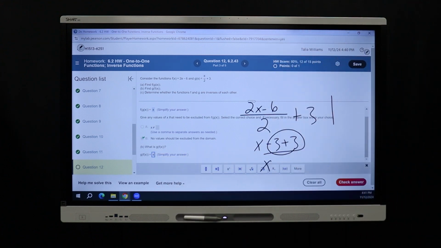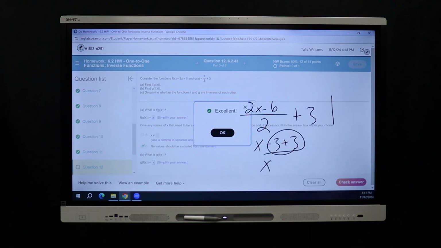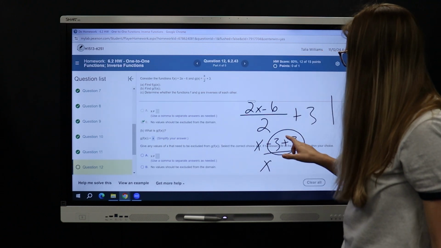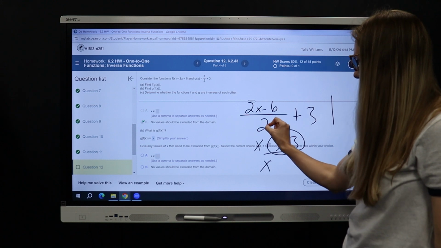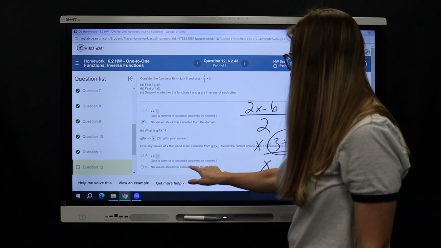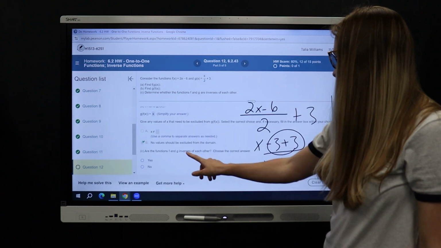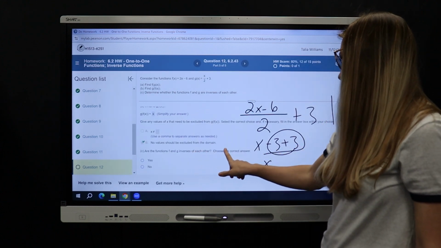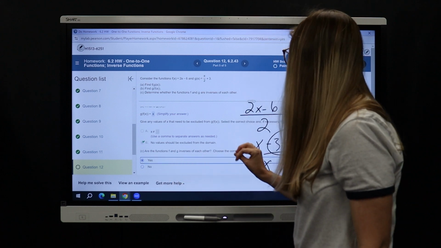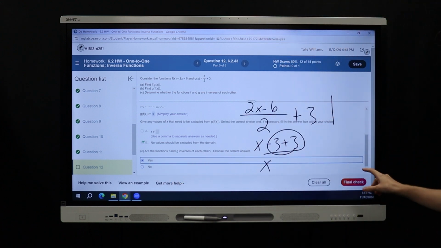X. Enter. They're going to ask if anything needs to be excluded. Since our x isn't in this denominator, it's not going to make it undefined. So no values need to be excluded. Are the functions f and g inverses of each other? Yes, because they both equal the same thing when we simplify them.